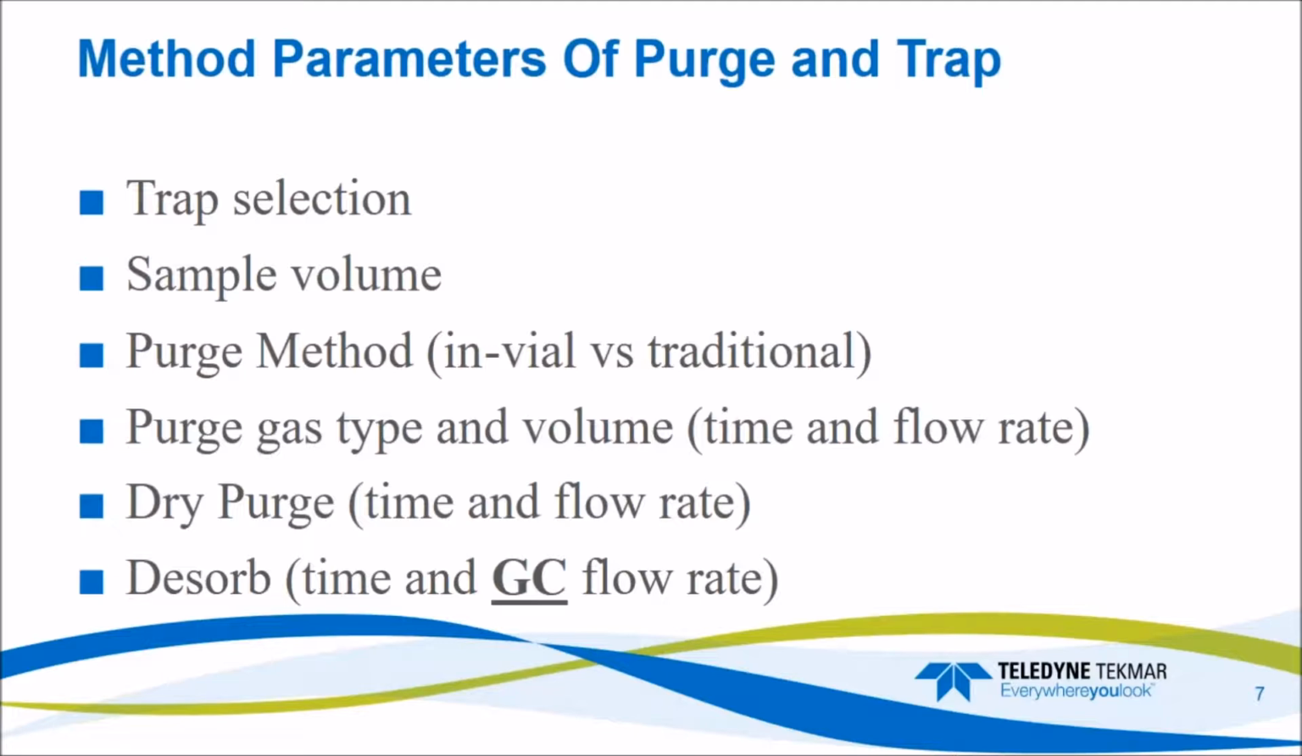And then there's the traditional way of purging in the sparger, for which we consider gas type and volume, such as the amount of time you are purging with the gas and the flow rate. We also consider dry purge, which can help with moisture control, and the desorb, or the amount of time it takes to transfer the compounds of interest from the trap to the GC. A shorter desorb time might cause a loss of heavy eluter compounds, and too long of a desorb might introduce a lot of water onto the GC.